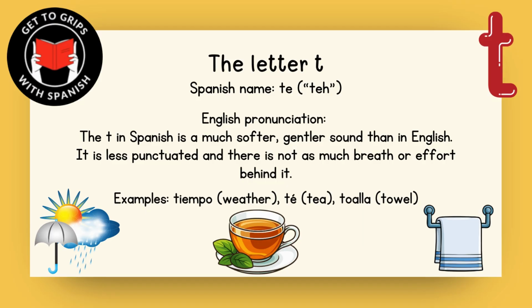The letter T in Spanish is called te. The English pronunciation of the T is that in Spanish it's a much softer, gentler sound than in English. It's less punctuated and there's not as much breath or effort behind it. So for example, tiempo means weather, te means tea, and toalla means towel. So tiempo, te, toalla. So that is the letter T.